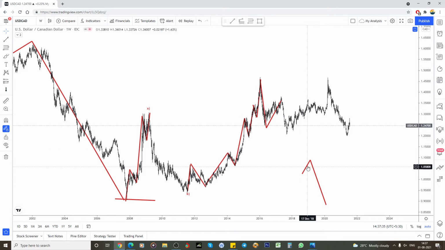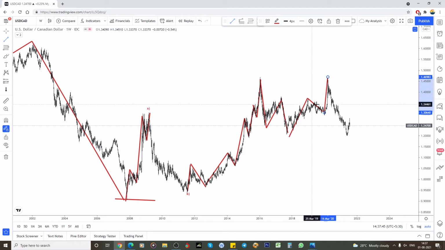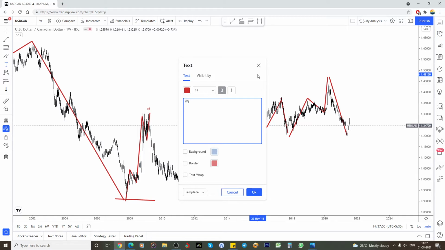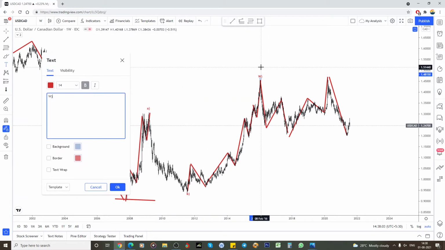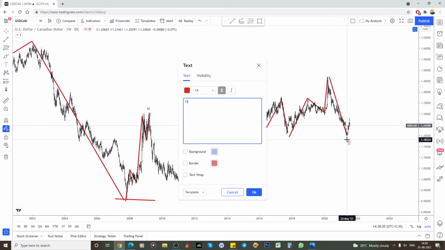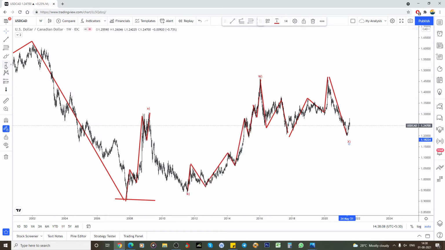What it is doing is a 3-wave structure again. See here, it is already a 3-wave structure, and one impulsive wave to the downside is a 5-wave structure. So now we come to a conclusion. It is still in that bullish trend for the continuation to the upper side. One simple correction of A, B, C is over, and here the X is already over.